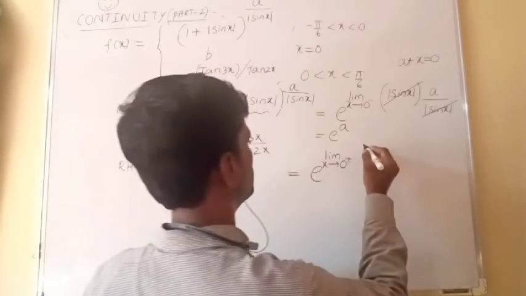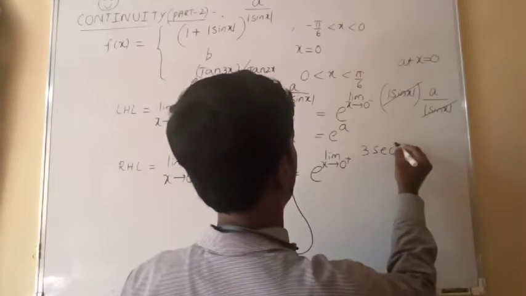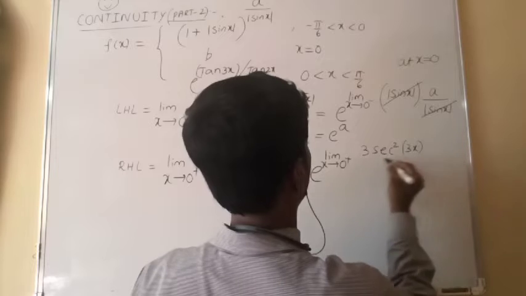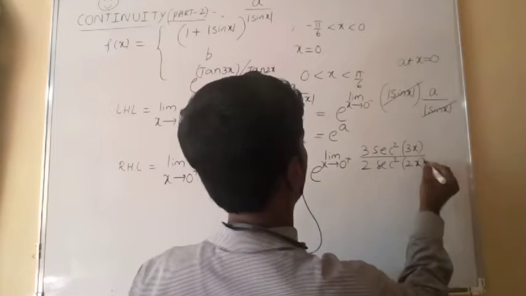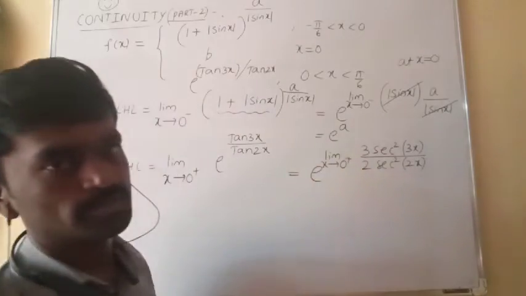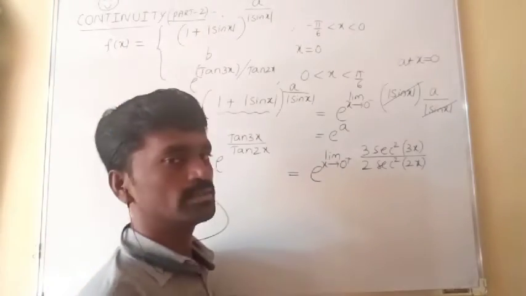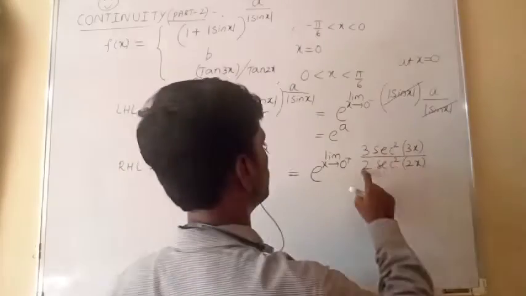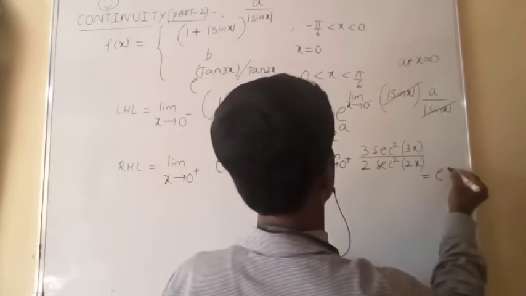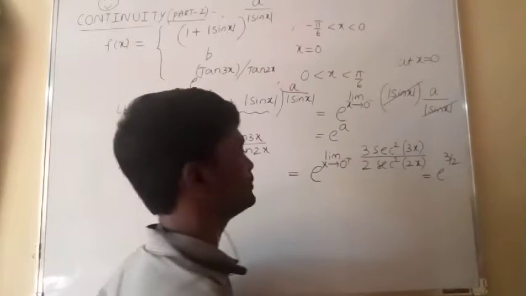So what is the tan 3x derivative? 3 into secant square of 3x divided by 2 into secant square of 2x. Then if you apply the limit, if you substitute x value 0, secant square 0 is 1, and in the denominator secant square 0 is 1. So 3 into 1 by 2 into 1, so 3 by 2. So e power 3 by 2.